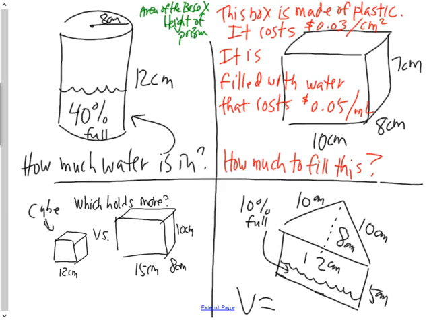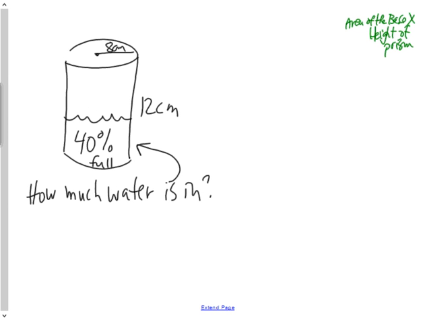The first question gives you a cylinder. And it says the radius of the cylinder is 8 centimeters, the height of the cylinder is 12 centimeters, and it is 40% full of water. And the question simply says, how much water is in this particular cylinder?